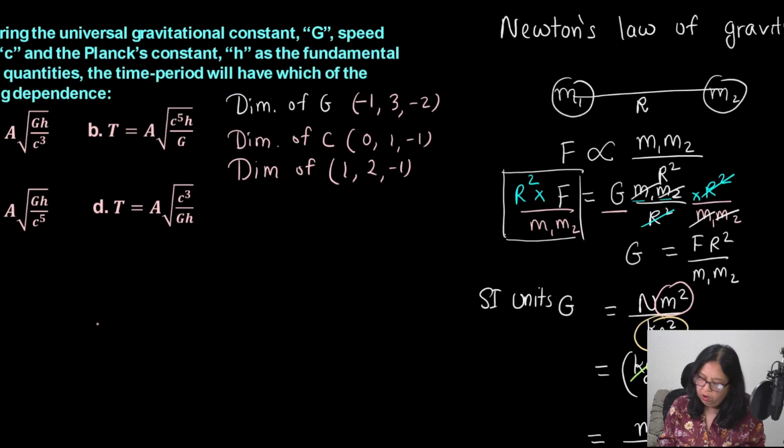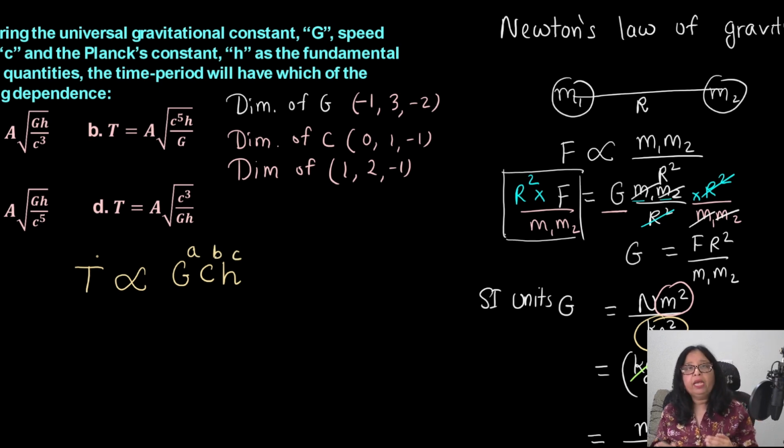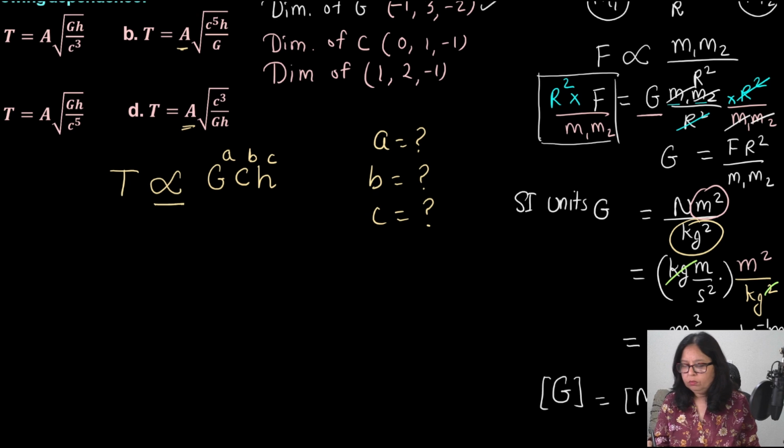We are told that the time period T depends on G, C, and H. What is this dependence? It's A, B, and C. And that's what we're trying to figure out. What is this A? What is this B? And what is this C?